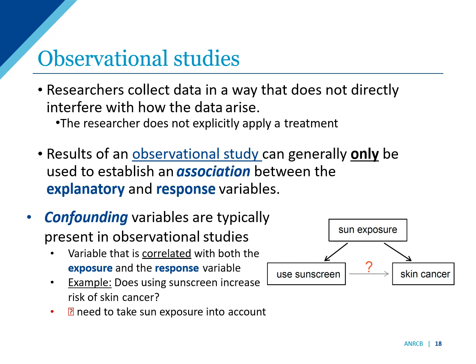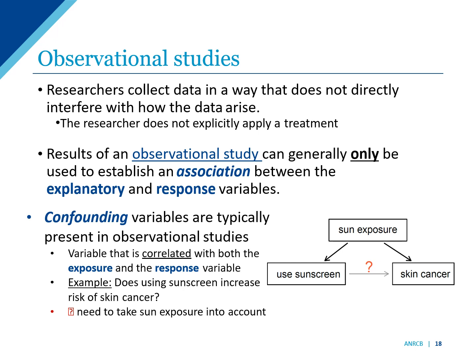In observational studies, researchers collect data in a way that does not directly interfere with how the data arise. That is, the researcher does not explicitly apply a treatment. Therefore, the results of an observational study can generally only be used to establish an association between the explanatory and response variables.